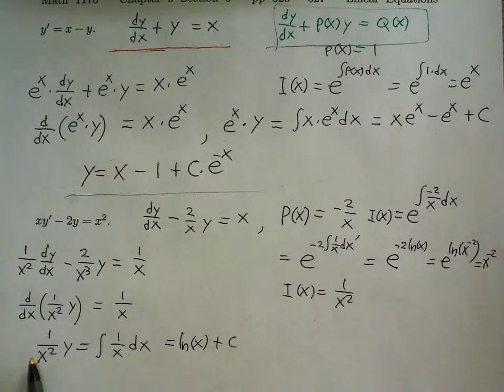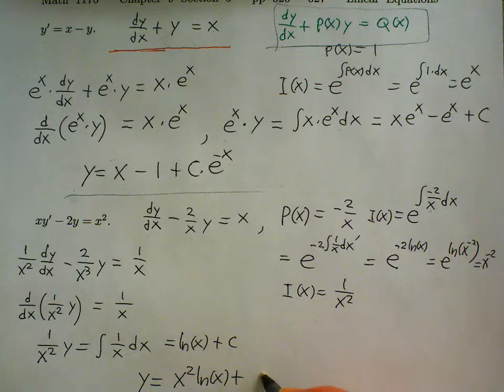So now we just multiply every term on both sides by x squared to solve for y. So y is equal to x squared times the natural log of x plus c times x squared.